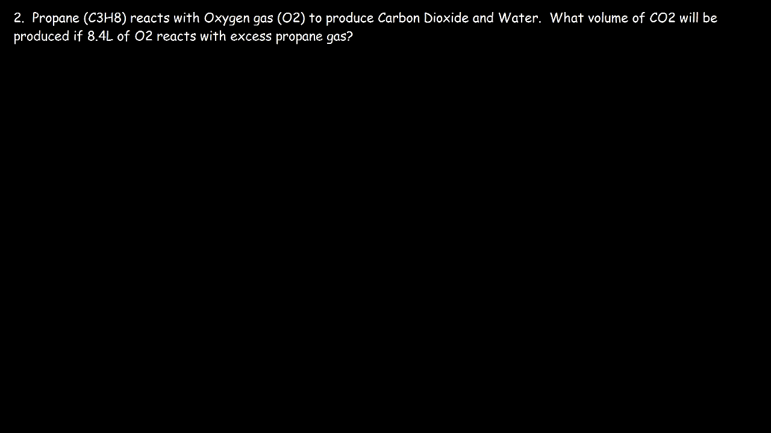Now let's move on to our next question. Propane reacts with oxygen gas to produce carbon dioxide and water. What volume of CO2 will be produced if 8.4 liters of O2 reacts with excess propane gas? Well, first, let's write a balanced chemical reaction. So we have propane, C3H8, reacting with oxygen gas, and it's going to produce carbon dioxide plus water.